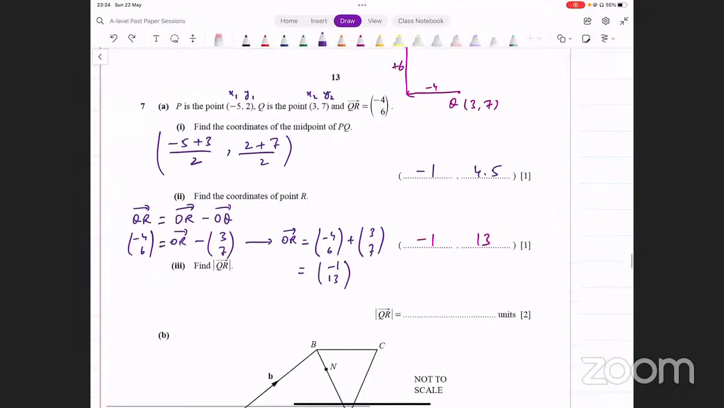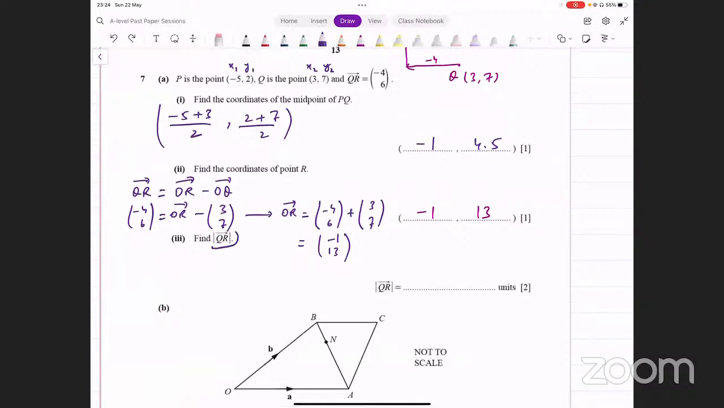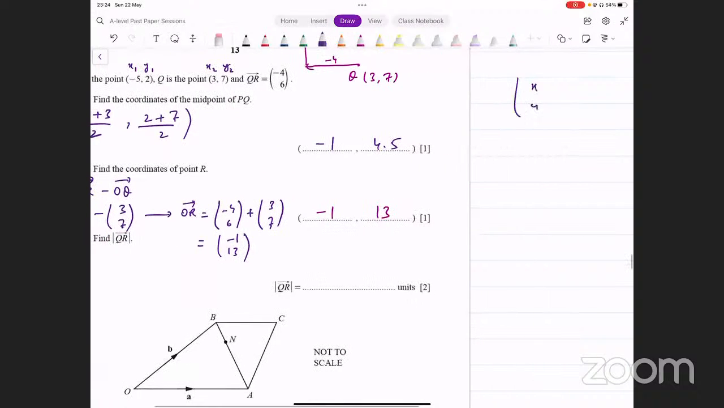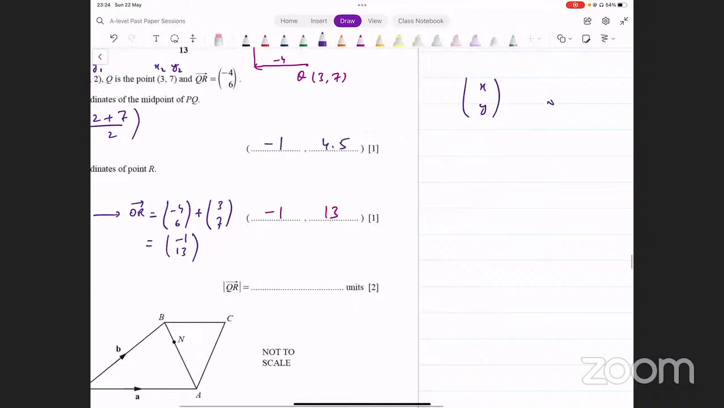Okay. अच्छा. Now it says find QR का magnitude. मैग्नीट्यूड कैसे फाइंड करते हैं? इसका हमारे पास फॉर्मूला होता है. अगर आपके पास एक (x, y) वेक्टर है, मैग्नीट्यूड क्या हो जाएगा, स्क्वायर रूट ऑफ x² + y².